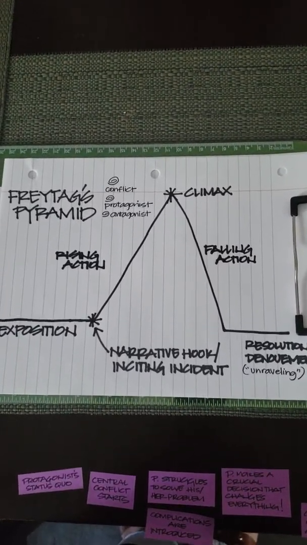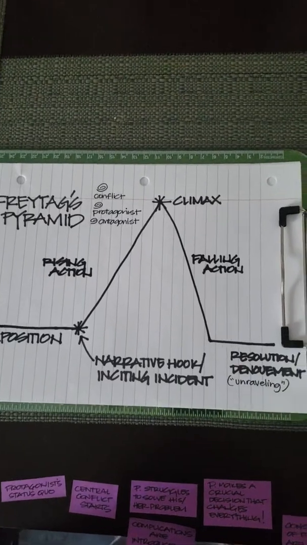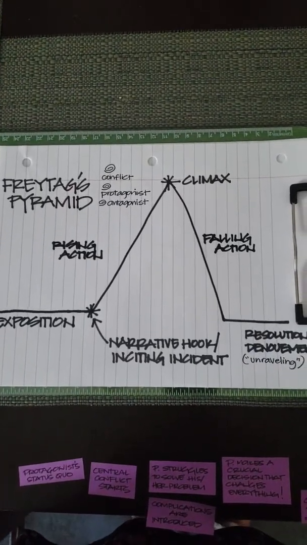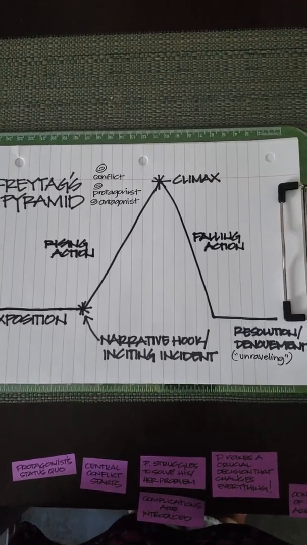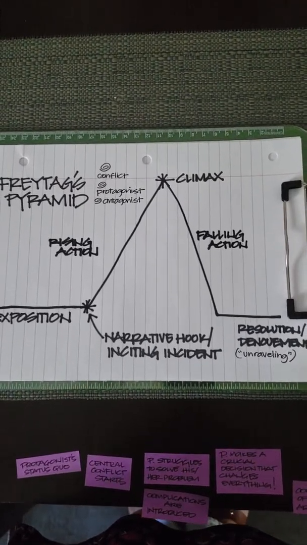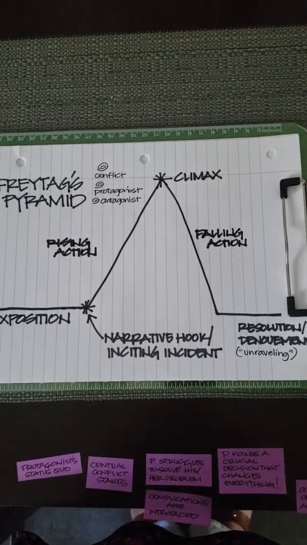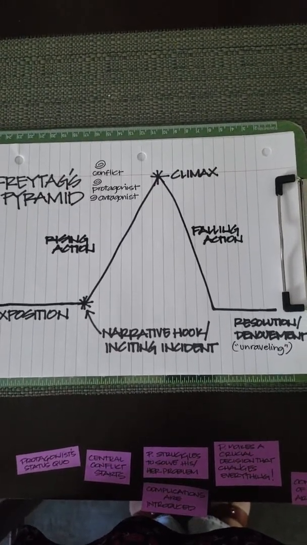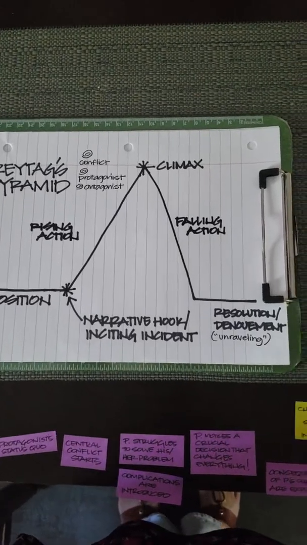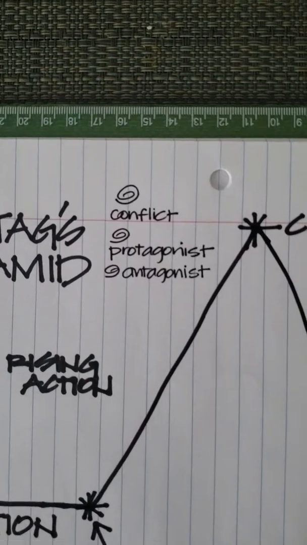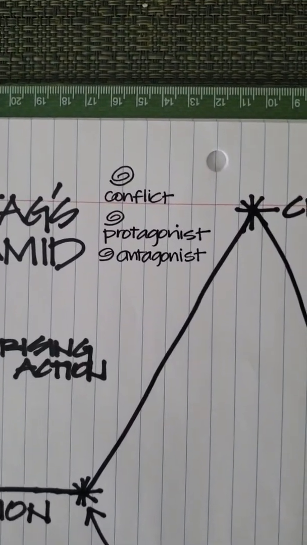So we're going to look at plot in two different ways. One of the ways that we're going to look at it is going to be how plot develops purely from a sequence of events standpoint. And then the other way that we're going to look at it is in the relationship of the protagonist to the plot. So before we get started, there's three terms that we need to be familiar with because we're going to be using them. They're up here at the top: conflict, protagonist, and antagonist.